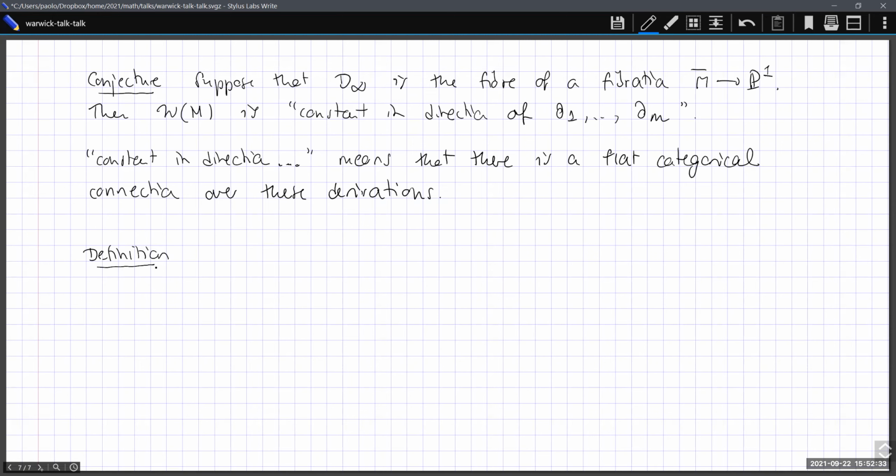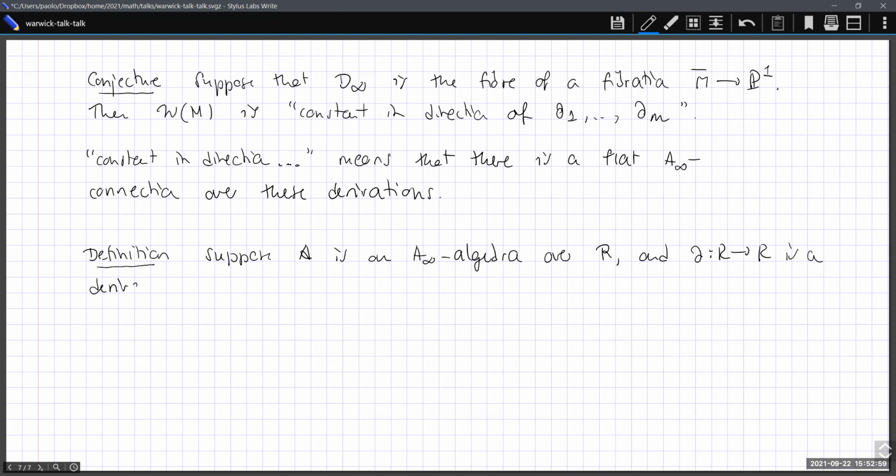Okay. So let's do it for a single derivation. So suppose A is an A infinity algebra over some ring R, and D is a derivation. And I want to say that this derivation can be lifted to some sort of connection, we call it a flat A infinity connection, something that infinitesimally pushes A around in the direction of this derivation.